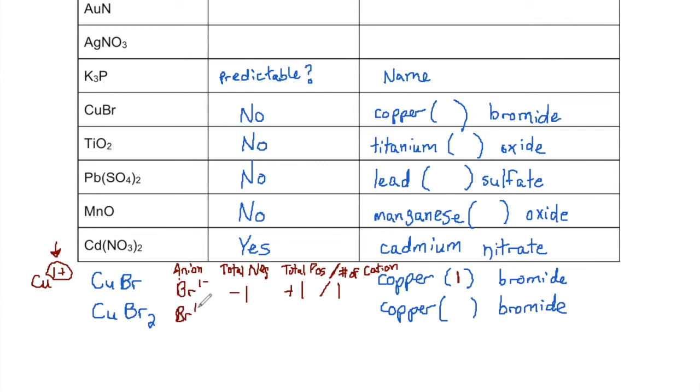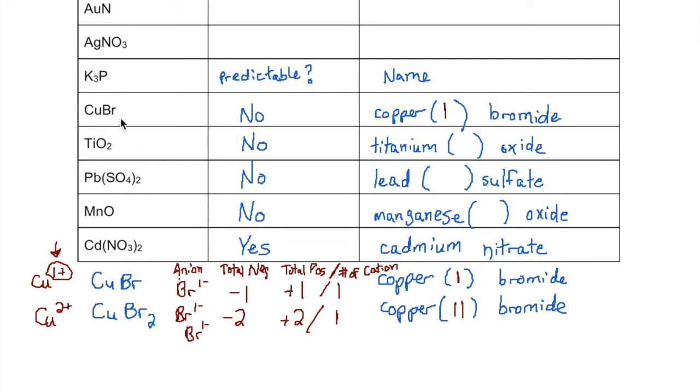Here, this is the same anion, but there are two of them. So let's draw two. We have a -2 charge. That means we're going to need a total +2 charge. We have one cation, one copper atom to carry that charge. So this is copper with a +2 charge. And this would be named copper 2 bromide. So this one is copper 1 bromide.